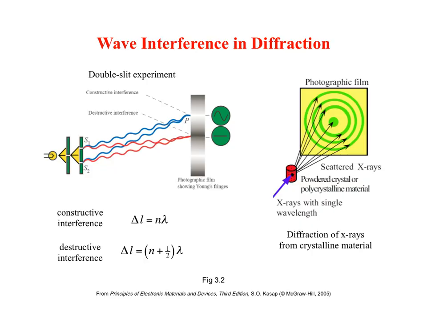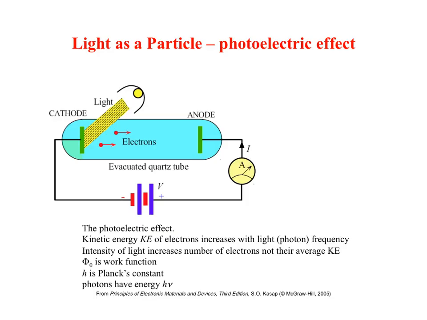In material science, we use diffraction of light in the form of X-rays to characterize crystalline materials. The first clear indication that light doesn't always act as a wave was in the photoelectric effect.